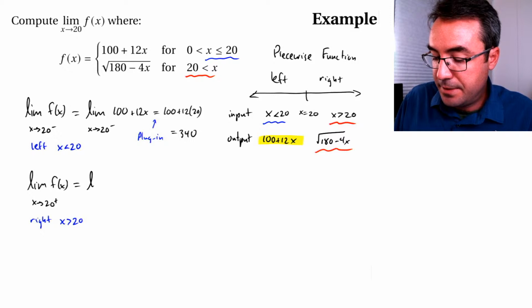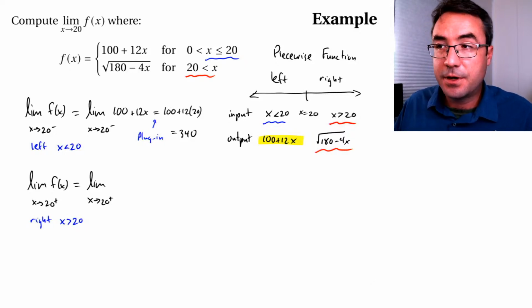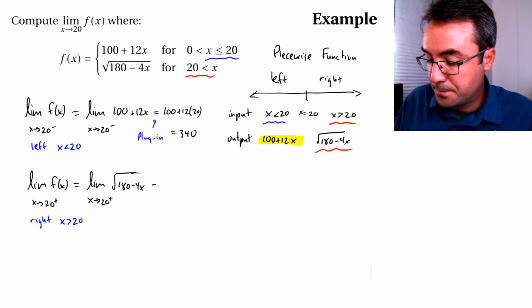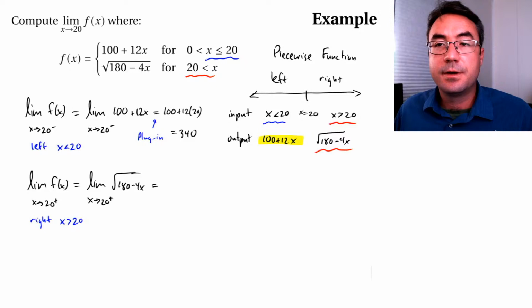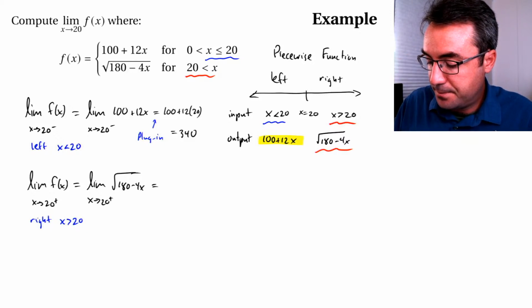So we're doing the limit as x approaches 20 from the right, and now on the right side, our function is that square root, the square root of 180 minus 4x. That's a square root function. So we know from our limit laws that we can bring the limit underneath the square root sign.